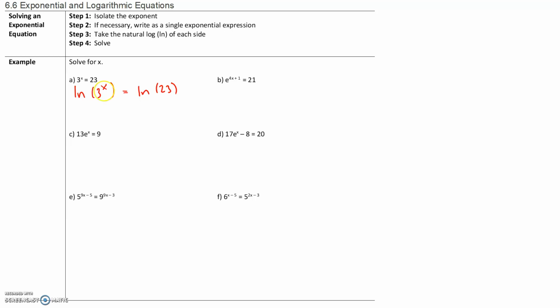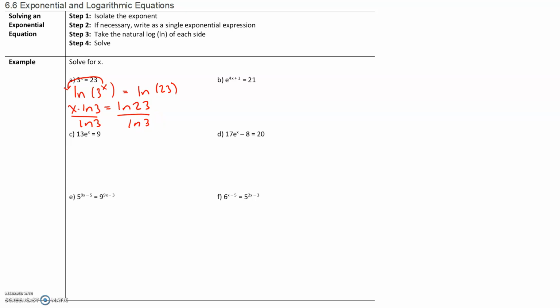Well, our variable x is an exponent. And when we take the natural log of both sides, by the properties of logarithms, this exponent becomes the coefficient and comes to the front, which is what we want. So now the exponent's going to come to the front. So now we have x times the natural log of 3 equals the natural log of 23. And now we can just solve for x by dividing both sides by the natural log of 3.